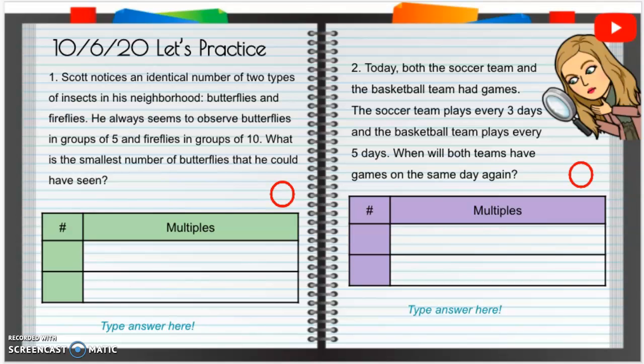October 6th, 2020, let's practice. Number 1, Scott notices an identical number of 2 types of insects in his neighborhood, butterflies and fireflies. He always seems to observe or watch those butterflies in groups of 5 and fireflies in groups of 10. What is the smallest number of butterflies that he could have seen? So, let's take a look.